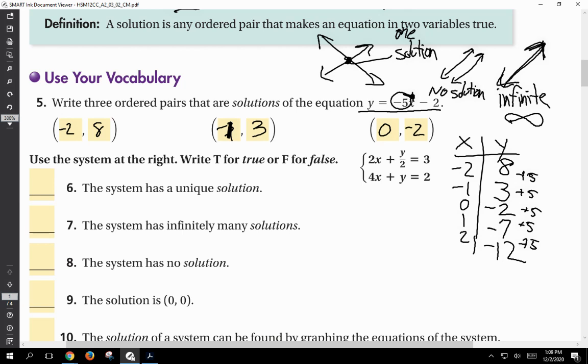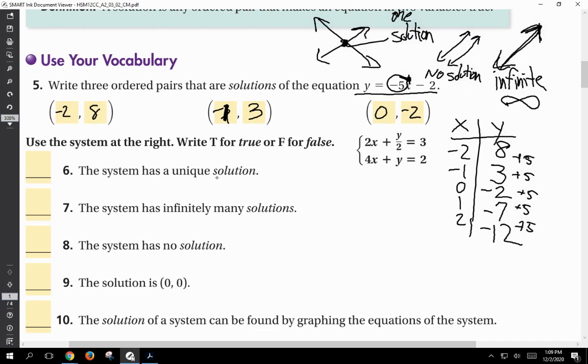Okay. Down below, use the system at the right and write T for true or F for false for each of these. So here's your system. The system has a unique solution, right? Well, how do we know if it has a unique solution or not? We need to graph those, or not graph those. So this is going to be false, actually. It doesn't have a unique solution. And I'll tell you in a second about that.